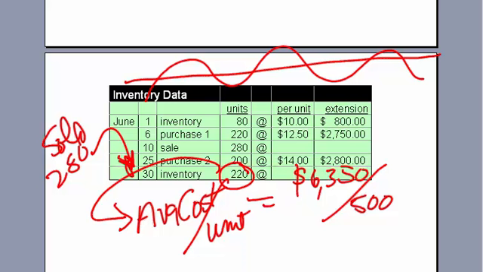So you simply, in the numerator, take all the extensions and put that in the numerator. Then the denominator is going to be the total number of units that you either had in beginning inventory or purchased. You come up with an average cost.